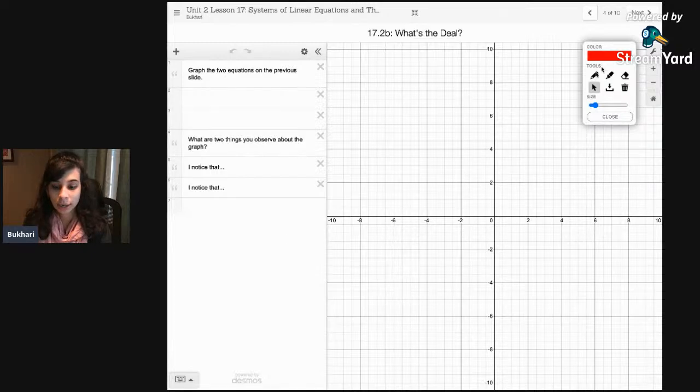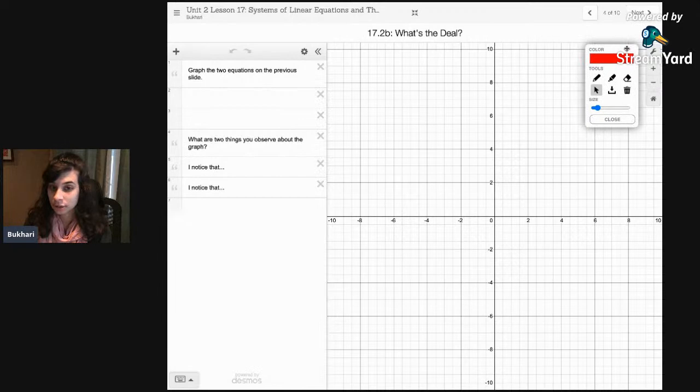Remember, we talked about how solutions are points along the line, and what it means to intersect those points, and what it means to have an intersection between those points. So things you want to think about as well.